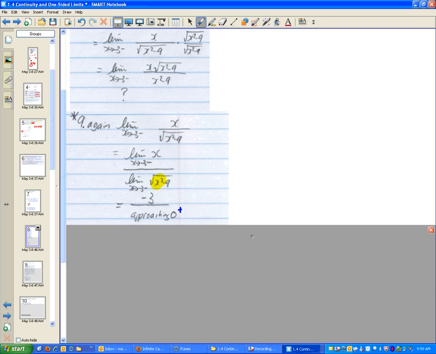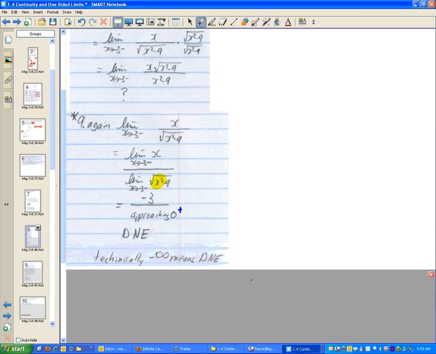Now, let me back up. Does dividing by 0 exist? No. So the limit does not exist. It doesn't. I'm not trying to convince you that it does. However, a better representation of what's going on than simply saying does not exist is negative infinity.